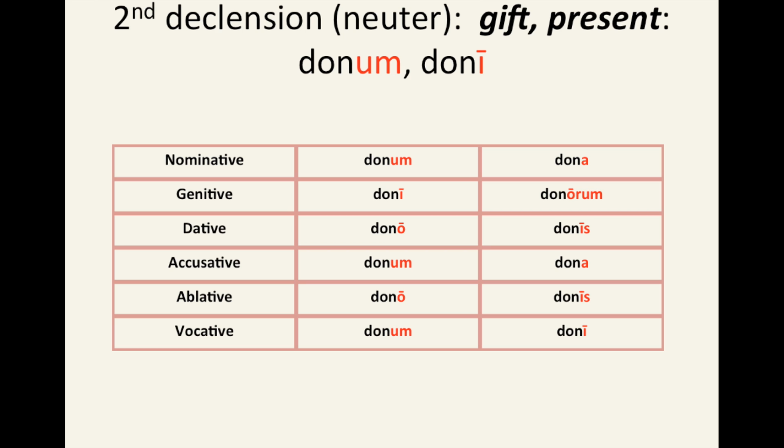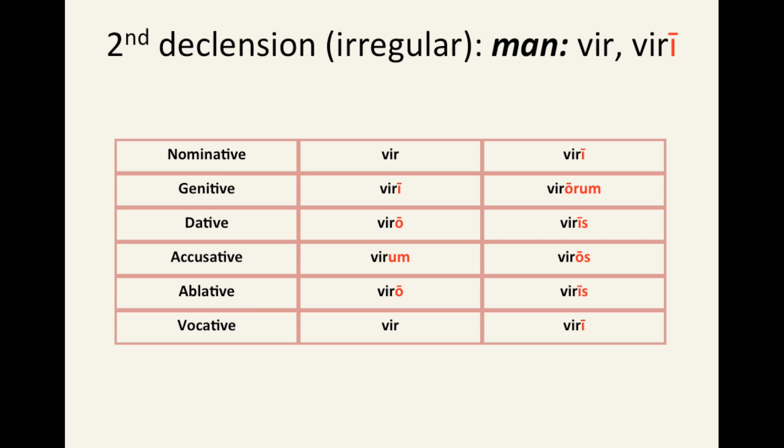Right, so now that we've more or less figured out the regular endings, let's try some irregular second declension nouns. Here we have vir, which means man, and here are the endings. In the singular we have vir, viri, viro, virum, viro, vir. In the plural we have viri, virorum, viris, viros, viris, viri.